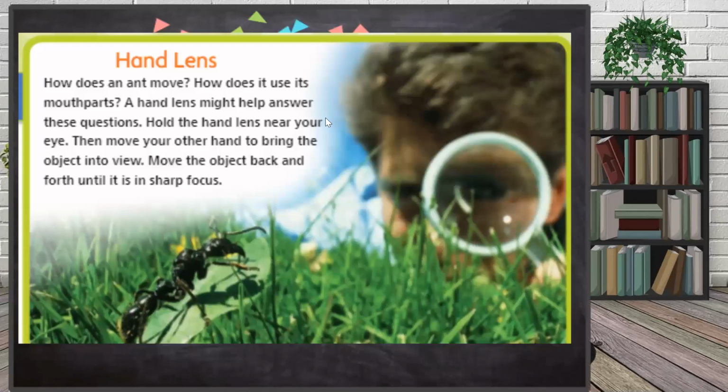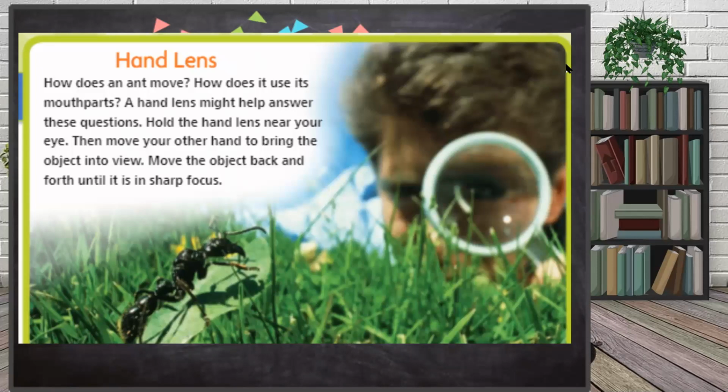What about the hand lens? Look at the hand lens. Yes, Tala. How does an ant move? How does it use its mouth parts? To answer these questions, hold the hand lens near your eye. Then move your other hand to bring the object into view. Move the object back and forth until it is in sharp focus.